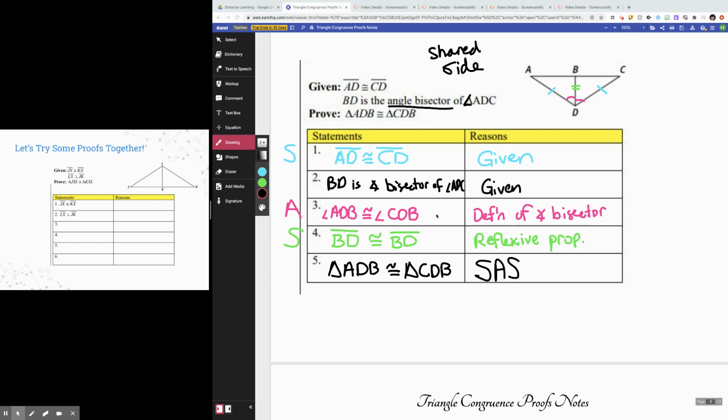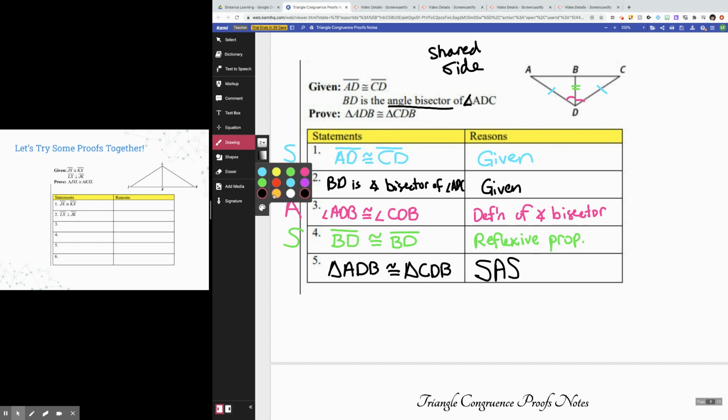So now I have a side and angle. And then I also have that shared side in the middle. So that's my step 4 there. BD is congruent to itself because of the reflexive property. So now I have that these two triangles are congruent by SAS.